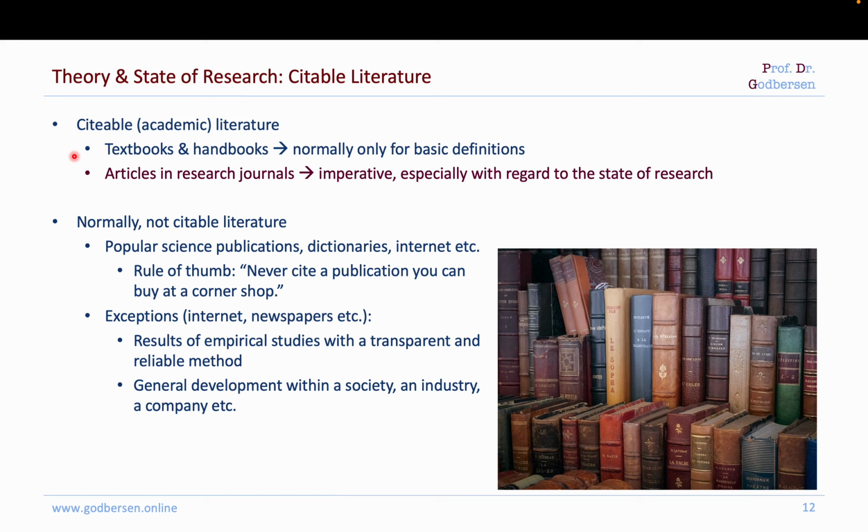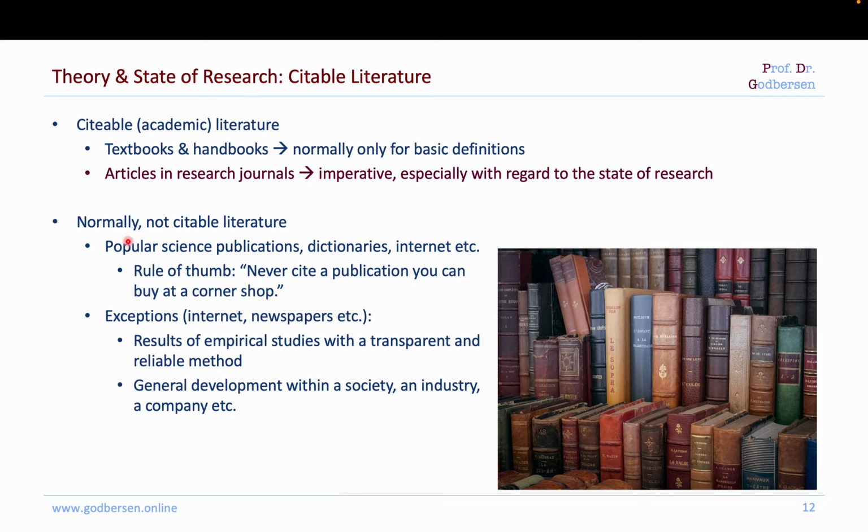Normally you can only use them for basic definitions. If you write a thesis or a paper that consists only of textbooks and handbooks, you probably have done something wrong. What you need with almost certainty is articles from research journals. Research and the findings are normally not published in books, but in journals. So what you definitely need is articles from research journals, and there you will find the state of research. Normally you won't find the state of research anywhere else.